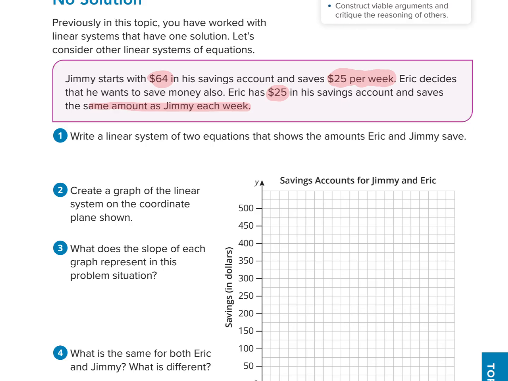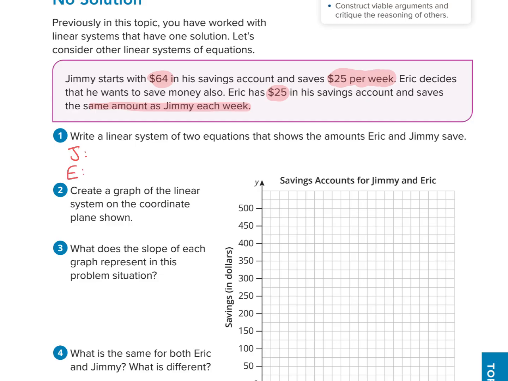First, it says, write a system of two equations that shows the amount Eric and Jimmy save. Whenever you're writing the system of equations, you're going to want to write it in slope-intercept form. That's just going to be the simplest, in my opinion, to come up with that equation. Okay, so we're going to have Jimmy, and we are going to have Eric.